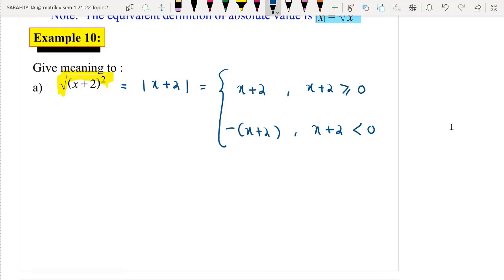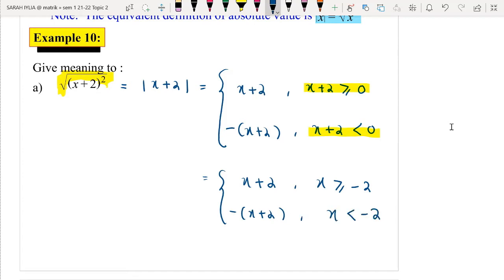Kita tak boleh tinggal jawapan macam ni. Bahagian yang saya highlight sekarang ni, color kuning, is our range. So, we have to simplify our range here. Equation fixed. So, first one tadi, x plus 2, I just copy it back. Simplify that one means that our range x is at least negative 2. And then for the second equation, we have a negative part, means that our x will be less than negative 2.